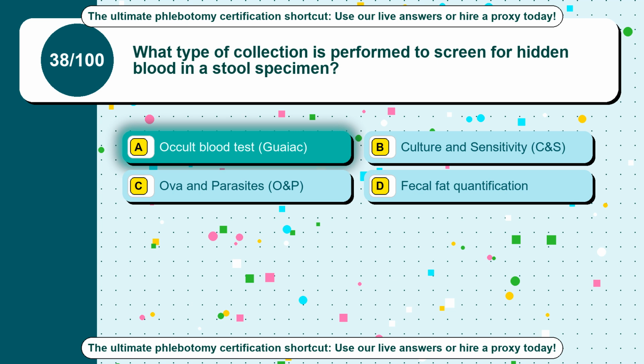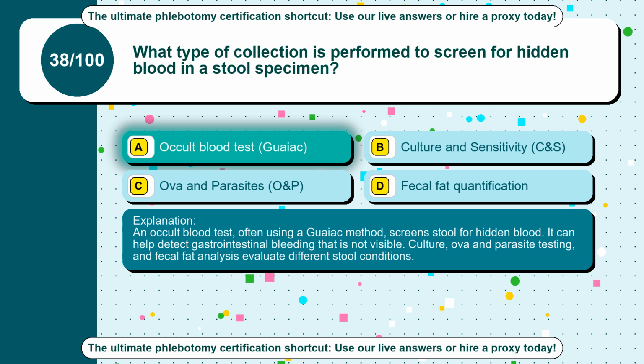Occult blood test, FOBT. An occult blood test, often using a guaiac method, screens stool for hidden blood. It can help detect gastrointestinal bleeding that is not visible. Culture, ova and parasite testing, and fecal fat analysis evaluate different stool conditions.